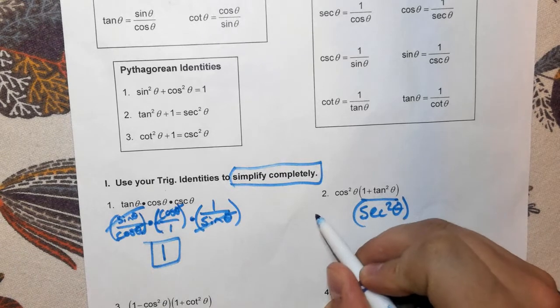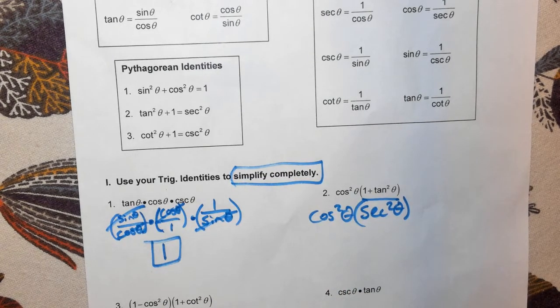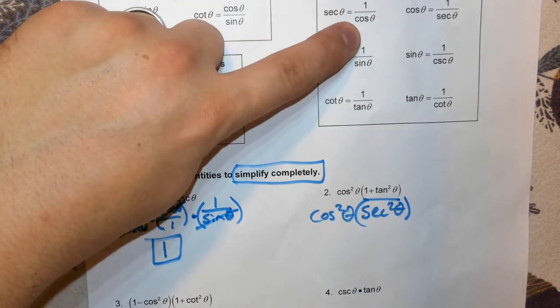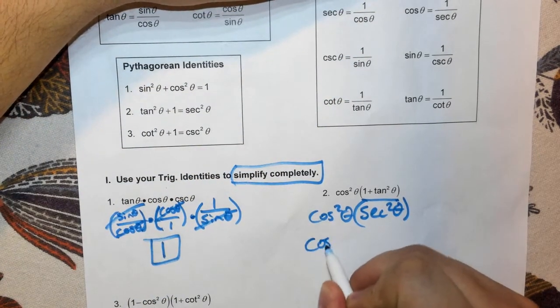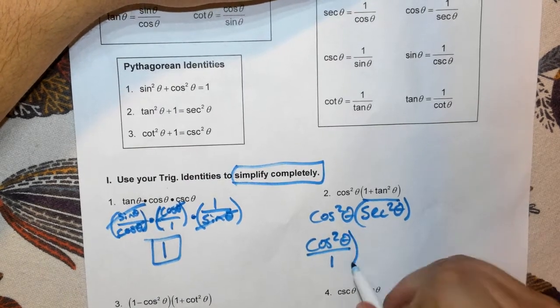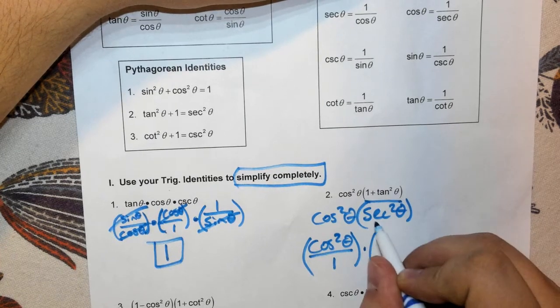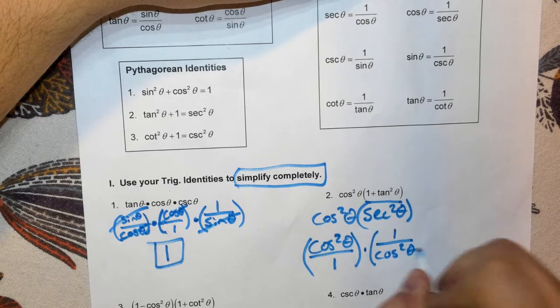Cosine squared, we'll just leave that alone for right now. Remember, secant is just 1 over cosine, from up here. So let's leave cosine squared alone for a second, and actually, let's put it over 1, just because we can. Let's change this to cosines. Secant squared would be 1 over cosine squared.